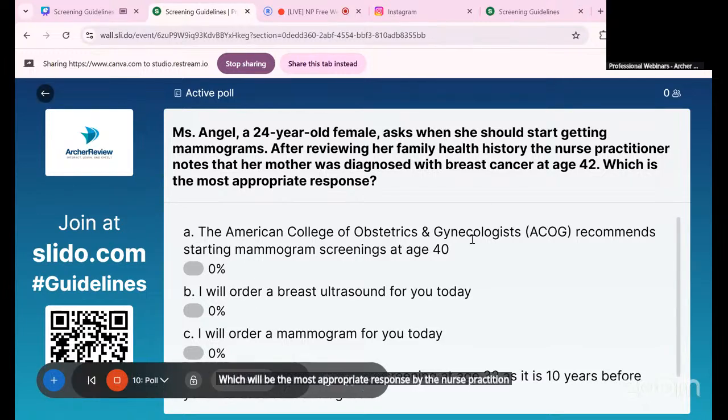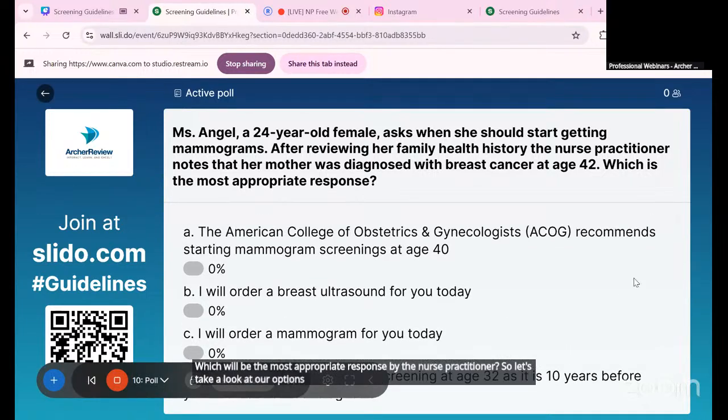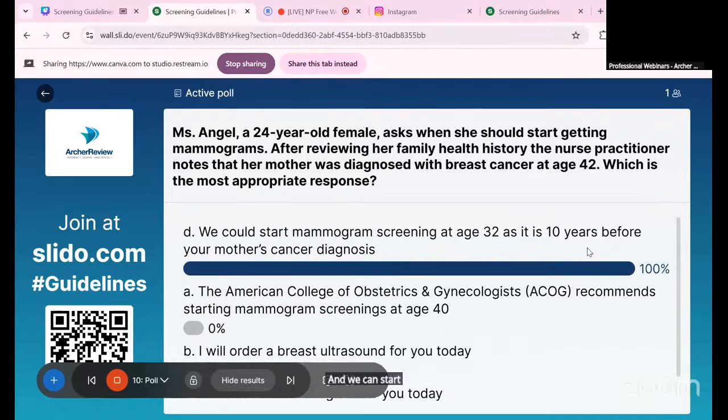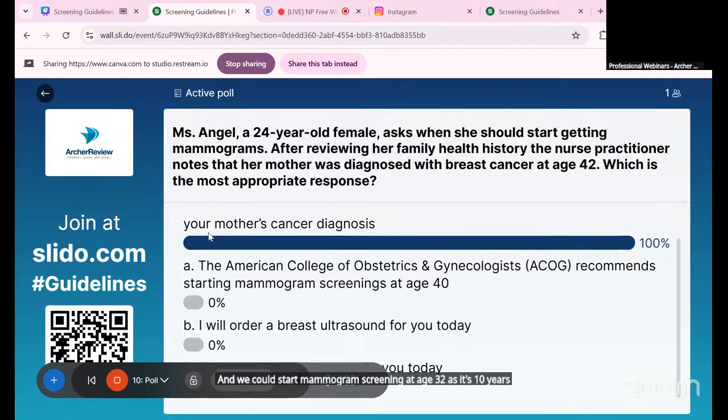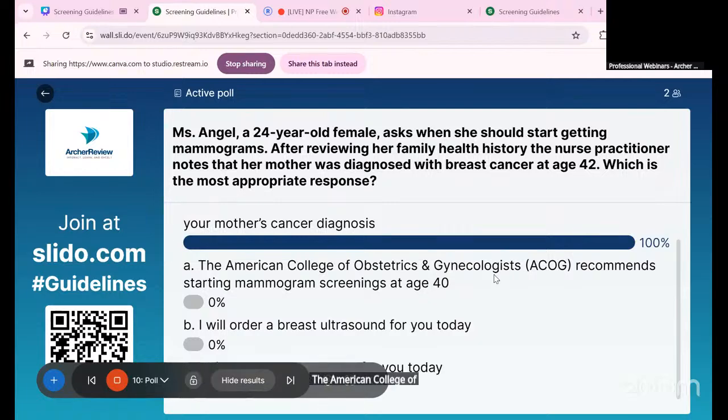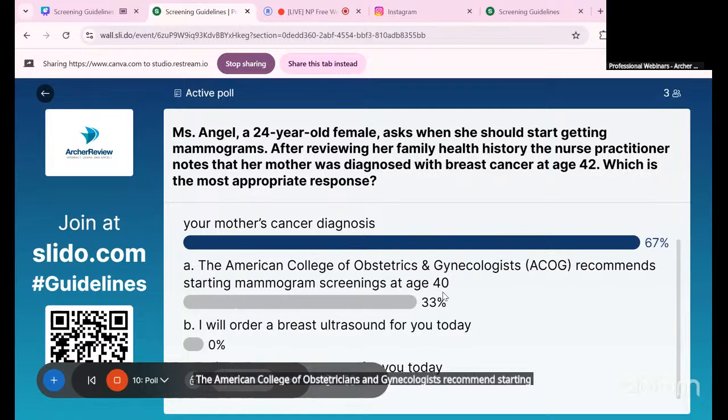So let's take a look at our options here. This is not select all that apply like that other one earlier. And we could start mammogram screening at age 32 as it's 10 years before the mother's cancer diagnosis. The American College of Obstetricians and Gynecologists recommends starting mammogram screening at age 40.